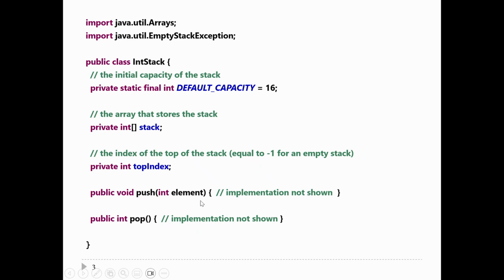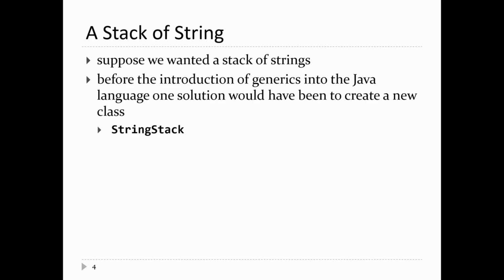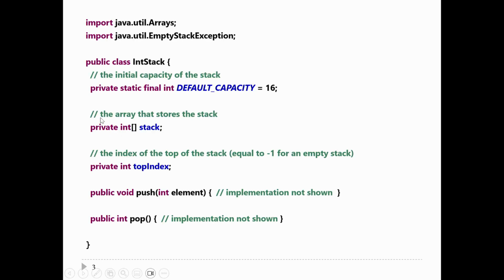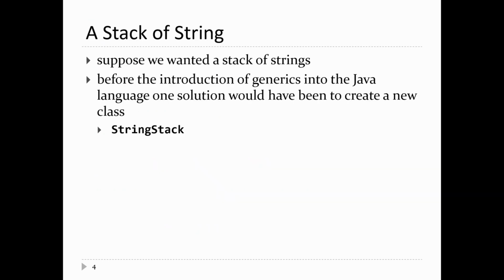When you push an element onto the stack, it's a stack of ints, so the input type is int. And when you pop something off the stack, the return type is also an int. Now, suppose you wanted a stack of strings. You can't use a stack of int to represent a stack of strings. So one solution is to make a separate class called string stack that can hold a stack of strings.